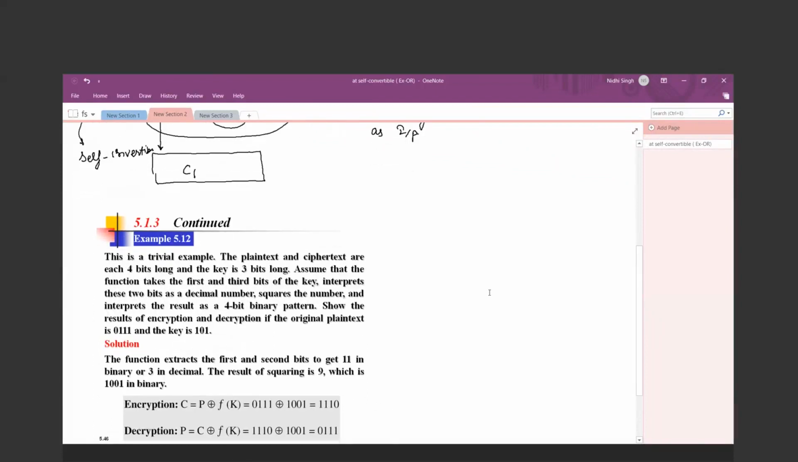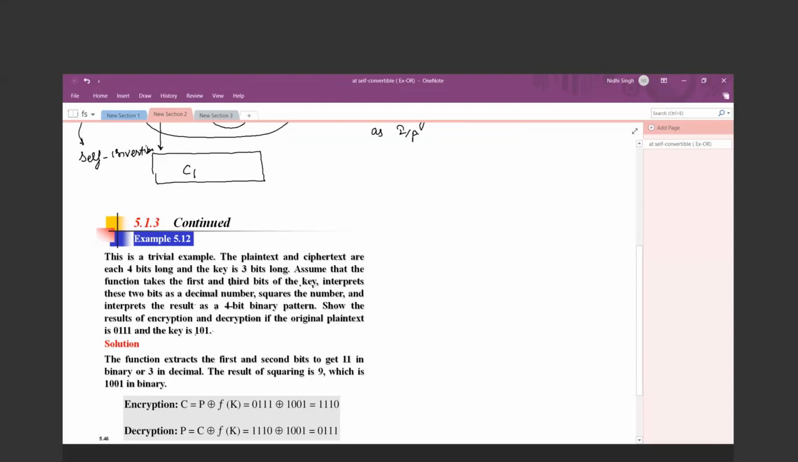So this is one of the examples. In this example, the question says the plain text and the ciphertext are each 4 bits long and the key is 3 bits long. And we have to assume that the function fk will take the first and third bits of the key, interpret these 2 bits as a decimal number, square the number and interpret the result as a 4-bit binary pattern. Now show the result of encryption and decryption if the original plain text is 0111 and the key is 101.